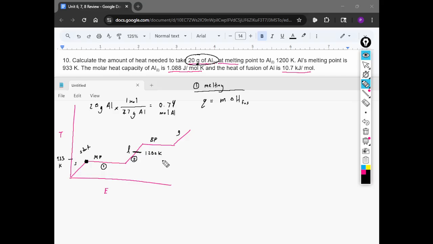Alright, but any questions on what we went over so far? Just a general premise, the two steps. We've got to convert to moles first. You guys good? Okay. Alright, now we can just plug in what we got.